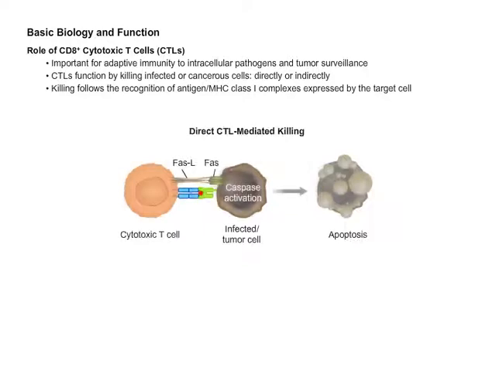Direct tumor cell killing can also result from an interaction between Fas ligand, expressed by the cytotoxic T cell, and its receptor Fas, which is expressed by the target cell. Ligation of Fas results in target cell apoptosis via a caspase-dependent pathway.